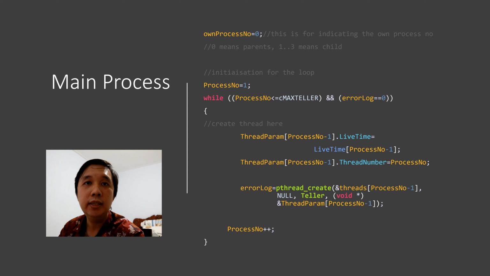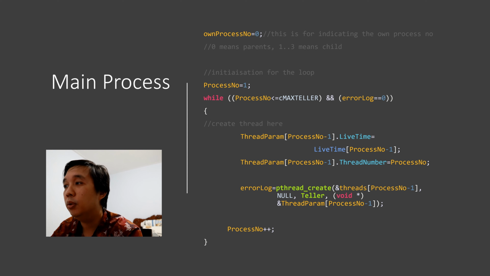On this page, you can see the main process. This is the most important code for every multi-threading software. Why? Because this is where we create the child threads. Without this creation, there won't be any multi-threading system. We can see the process number here. When process number equals 0, it means this process is the parent process. When process number is 1, 2, or 3, it means the thread is a child.